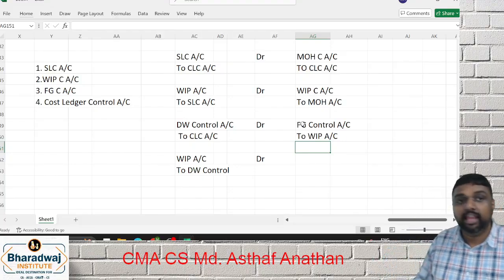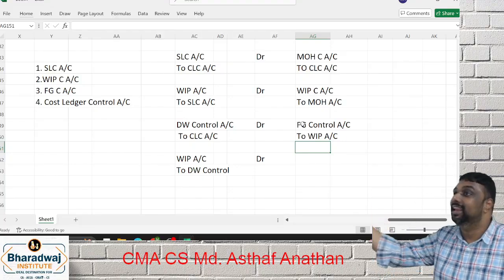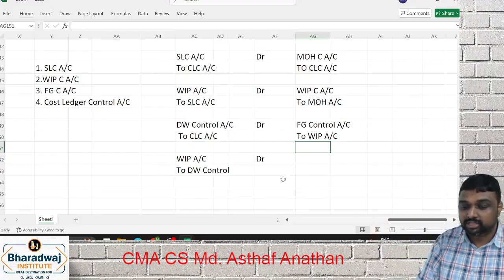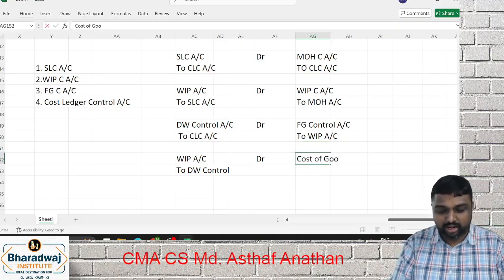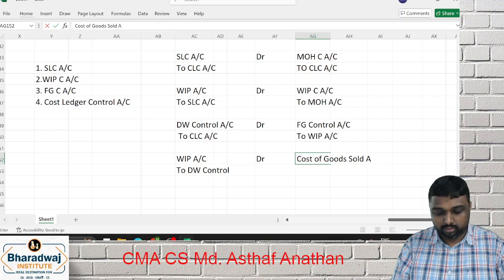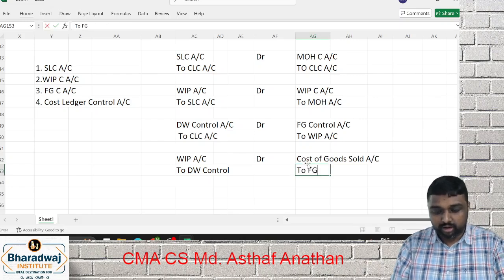If finished goods are ready, you will keep them in the warehouse or you will sell them. If you sell it, that is cost of goods sold. That is an old accounting entry. Cost of goods sold account to, from where? Finished goods.